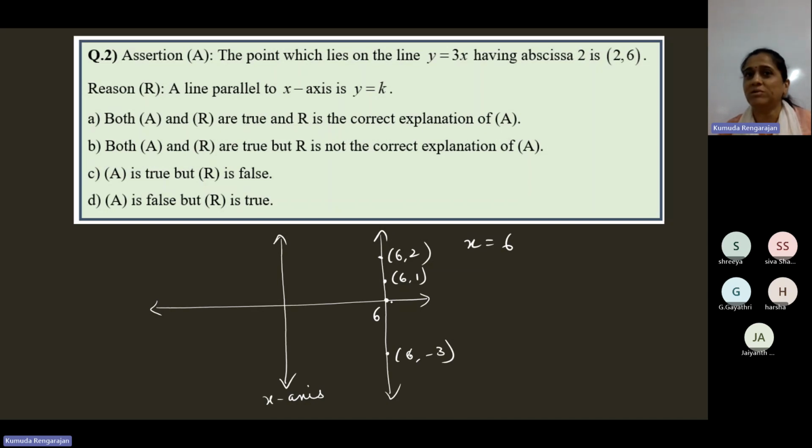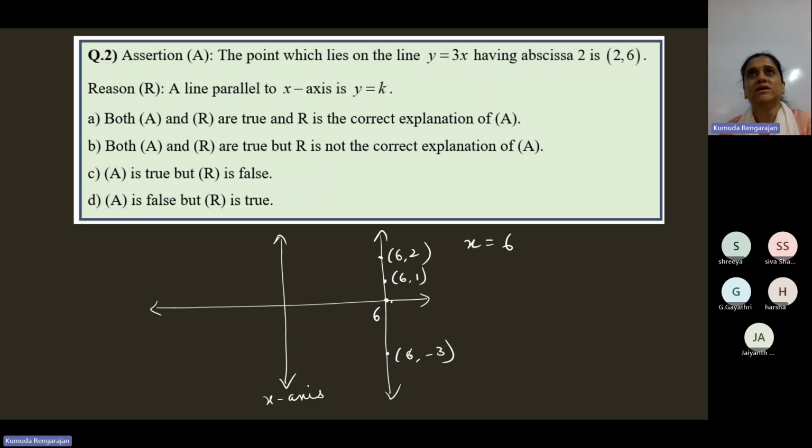Are we all internalizing what I'm saying? Yes. X is equal to 6. Got it? Okay. What is it? It's the equation of a line parallel to the y-axis. To the left or right? To the right of the y-axis. And what's the distance? 6 units.